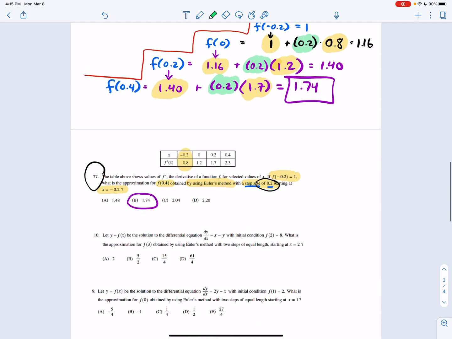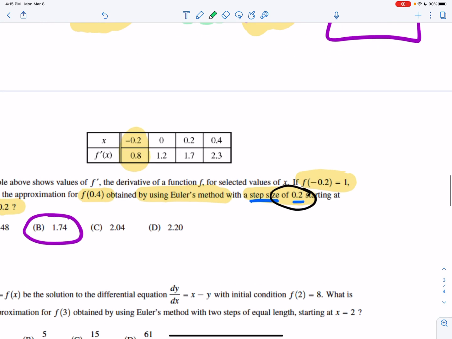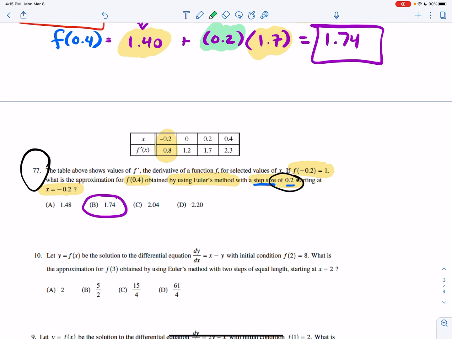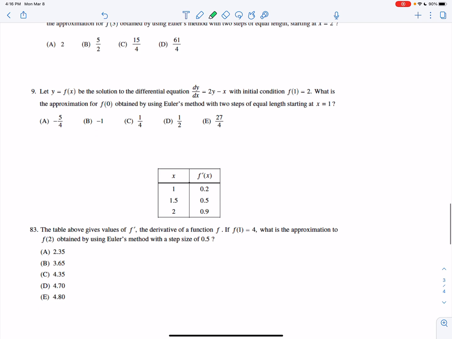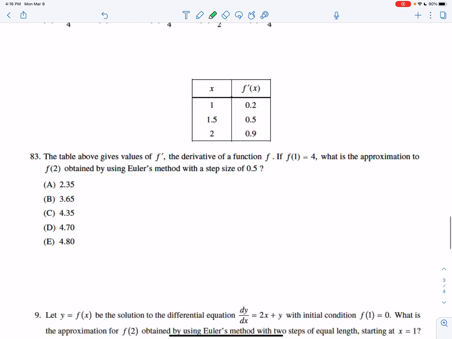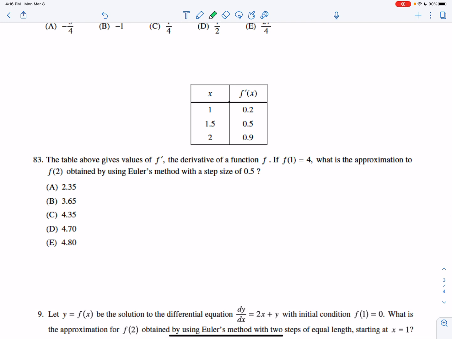Okay, so this one here was a table, right? Nothing changes if you don't have a table. Okay, you might have to do a little bit of work, but I'm going to have you guys jump to number 83 right now, since there's a table there. Try it out. Press play whenever you're ready.